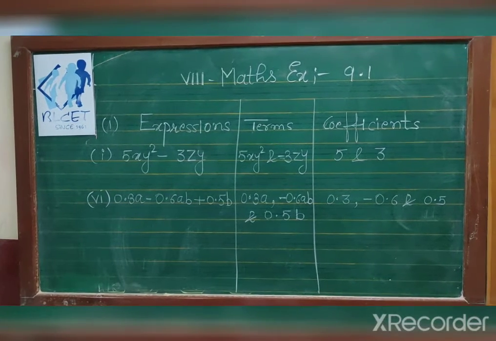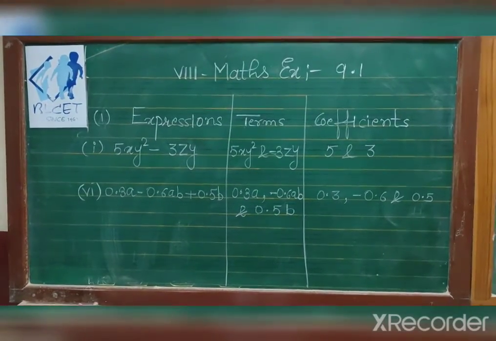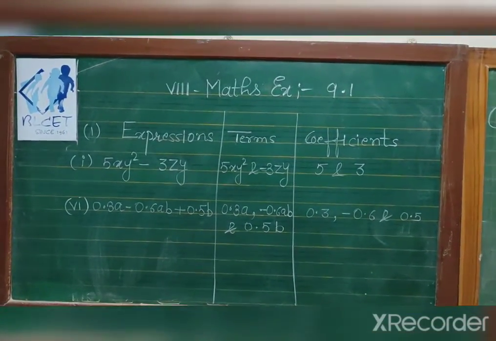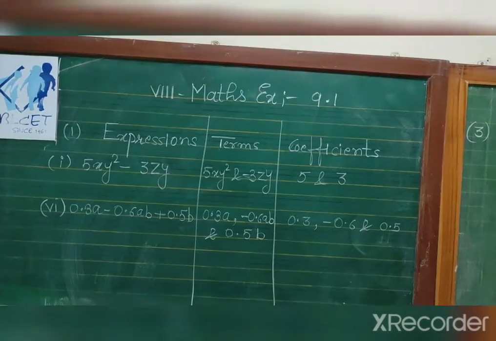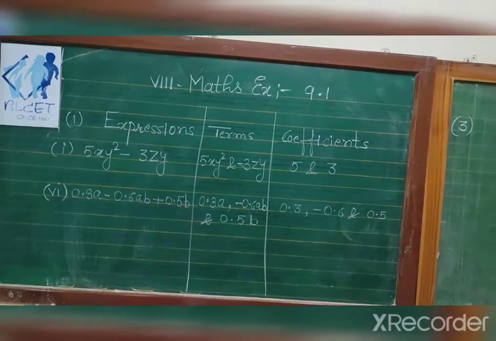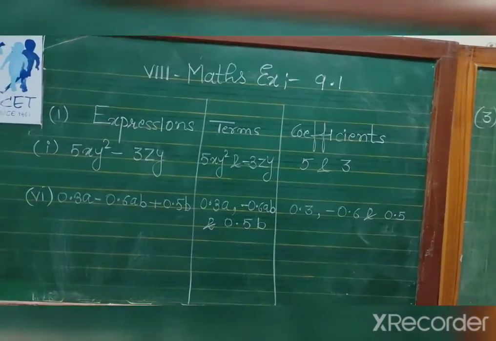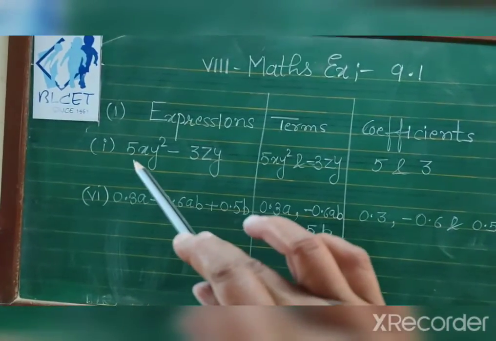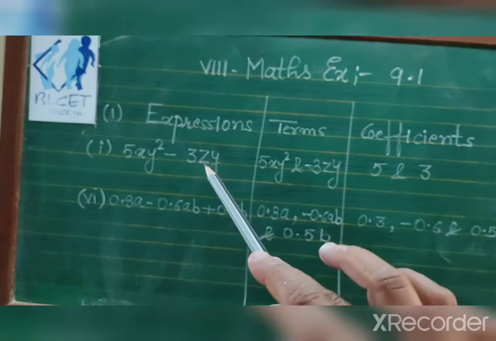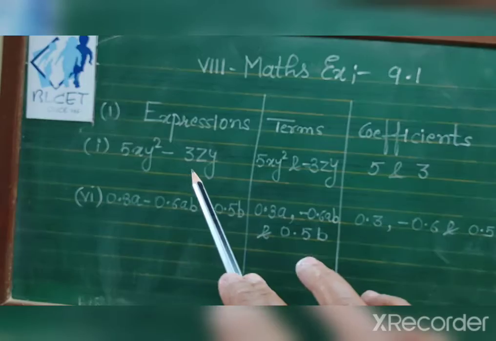Now 8th standard students, let us start exercise 9.1. You can see in the first question expressions are given and we have to find the terms and coefficients. So I am solving the first sub-question of question number 1. The first expression is 5xy square minus 3zy.